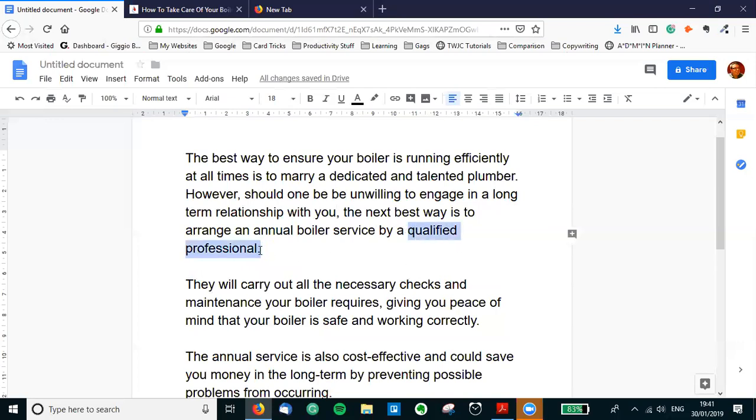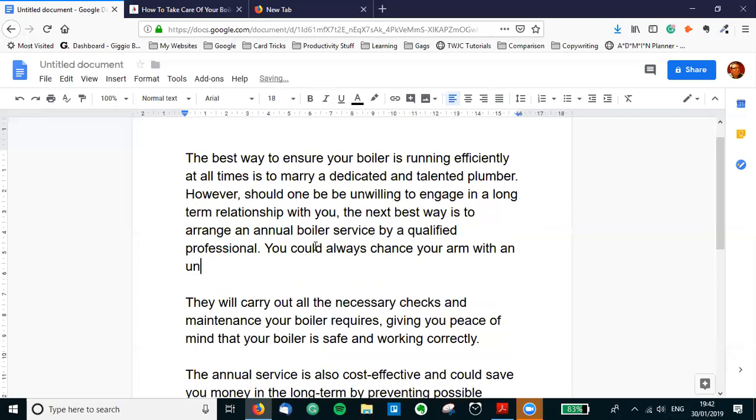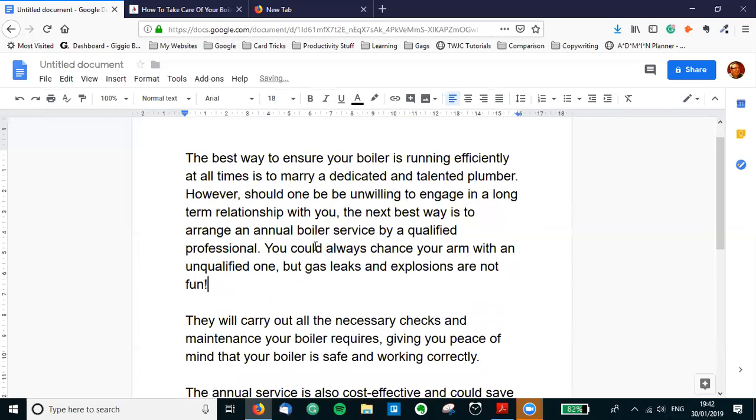So I could tidy that up, but for the sake of brevity, let's move on to this bit, because I think there's more gag potential here. Qualified professional. I think we could do a kind of comparison. You could always chance your arm with an unqualified one, but gas leaks and explosions are not fun, which I'm reliably informed they are not.